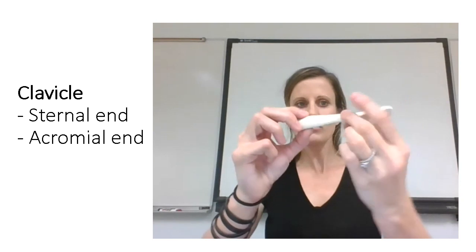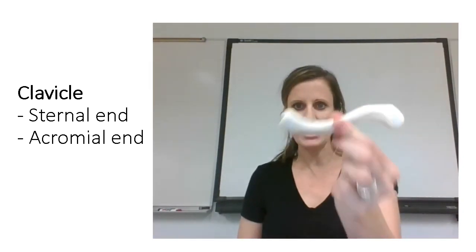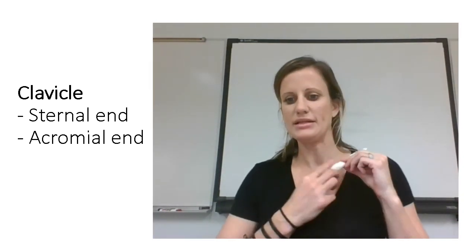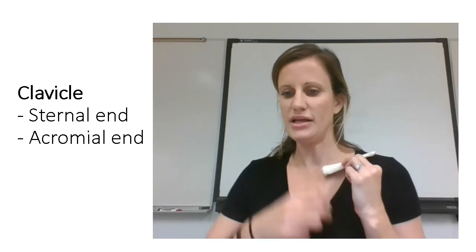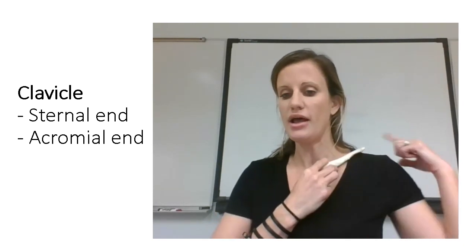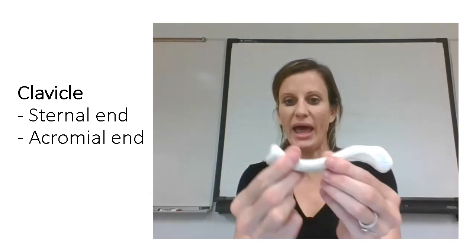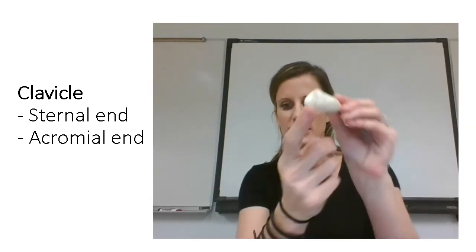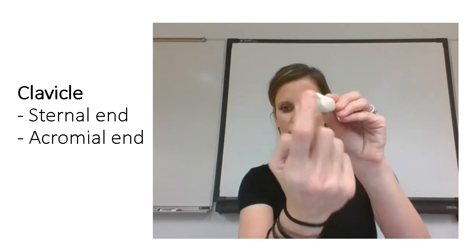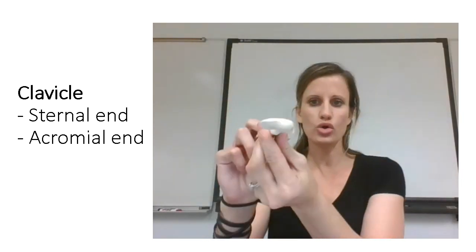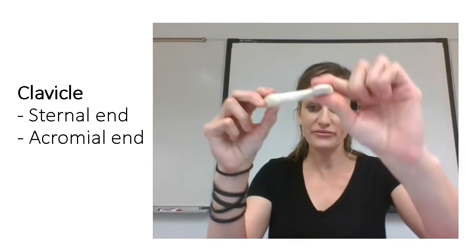So looking at this, this is my clavicle. It's kind of S-shaped. It sits in the body like this. It meets up with the sternum in the front and the scapula in the back. The two ends are the sternal end, that's the wide, kind of rounded end, and the acromial end, that's the flat end.